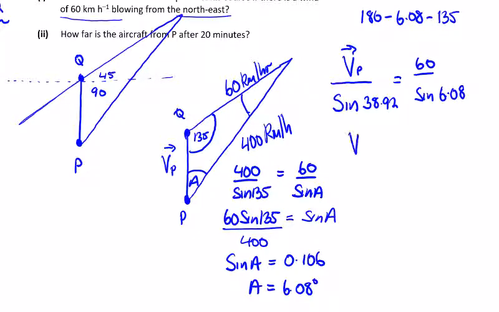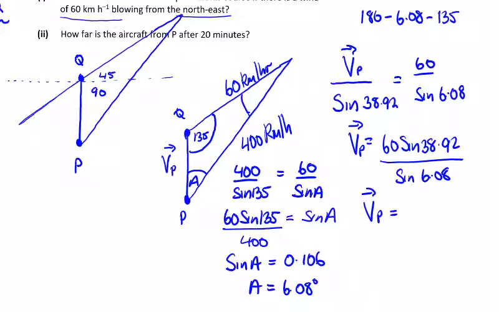So cross multiplying, we're going to get the velocity of the plane to be 60 sine 38.92 over the sine of 6.08, which is going to give the velocity of the plane to be 355.88. So the wind is slowing it down. It could travel at 400 kilometers an hour if there was no wind.